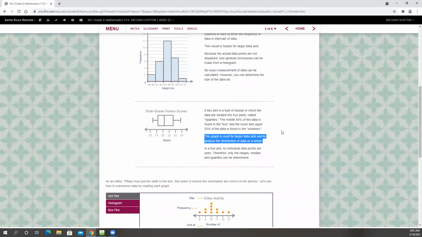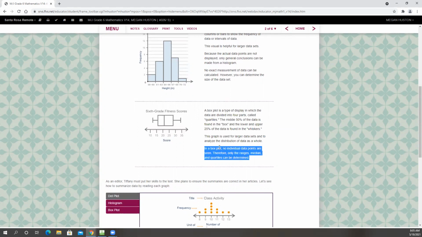So this graph is also used for larger data sets and to analyze the distribution of the data as a whole. In a box plot, no individual data points are seen. Therefore, only the range, median, and quartiles can be determined. So similar to the histogram, okay, but here we can actually find the range and median because we know the exact start and we know the middle here for the median.